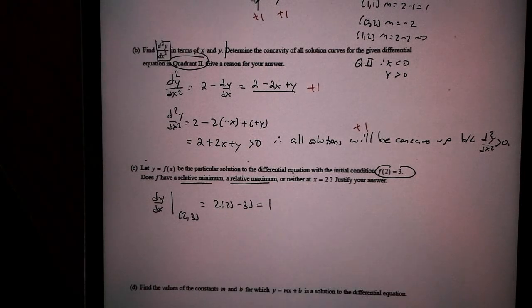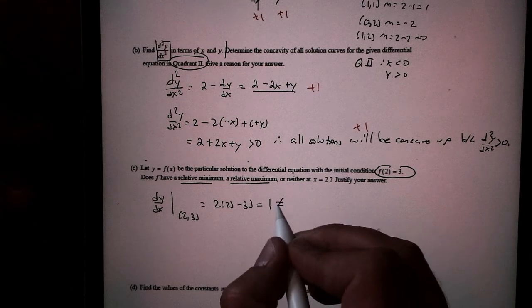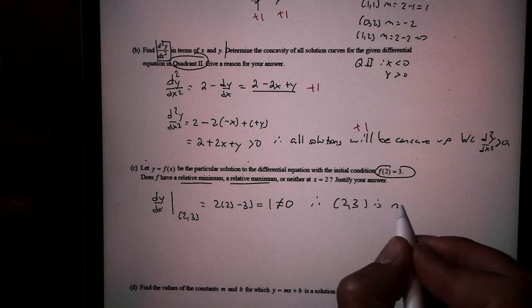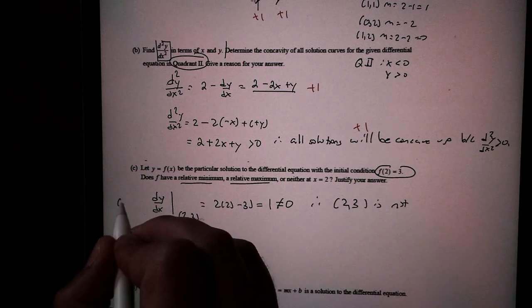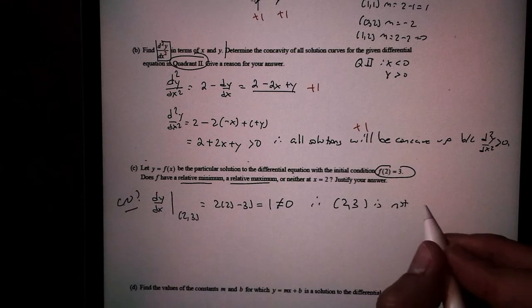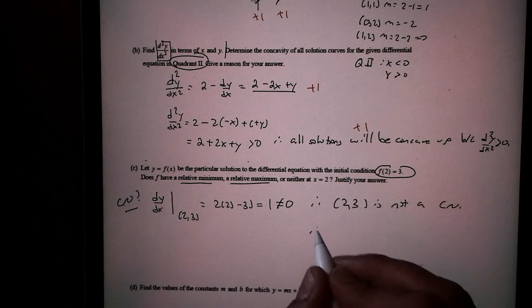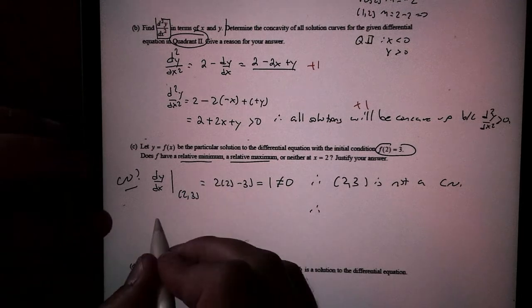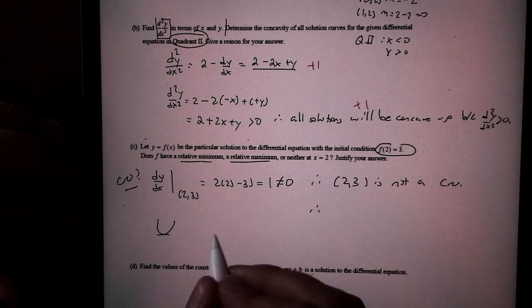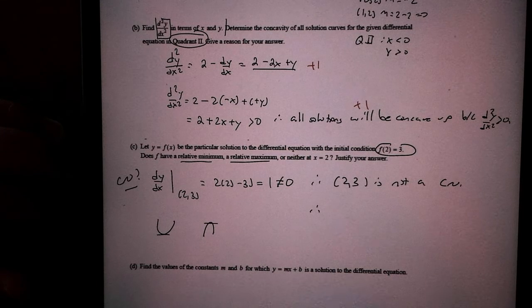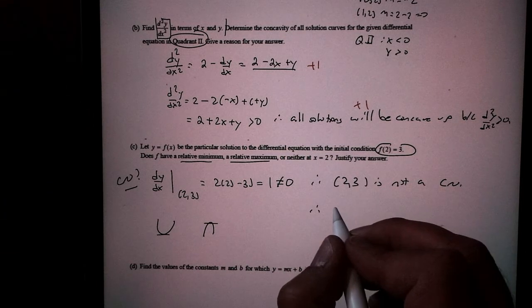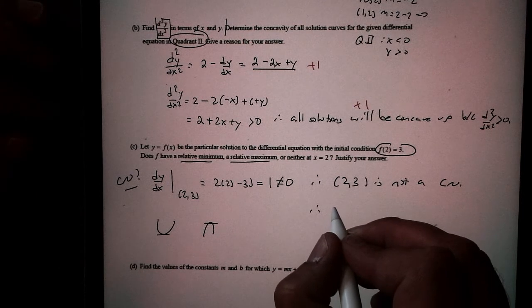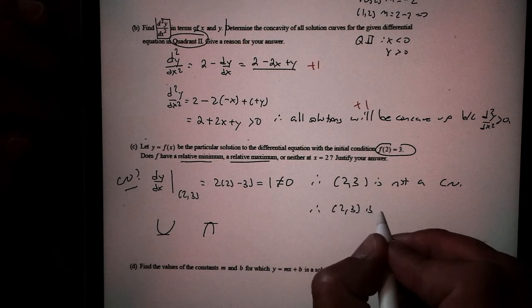Now this is really tricky. This does not equal 0. Therefore, 2, 3 is not even a critical number. So you want to check to see if this is a critical number first. It's not a critical number. Therefore, it can't be a maximum or a minimum. Remember, for a minimum value, you have to have a critical number. Same thing for a maximum. You have to have a critical number. So therefore, this is neither. Therefore, 2, 3 is neither.